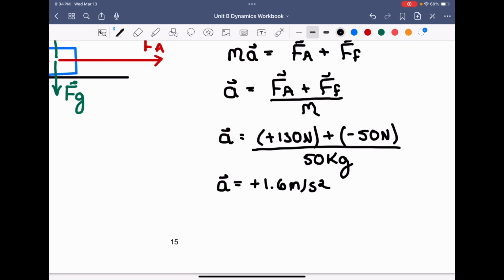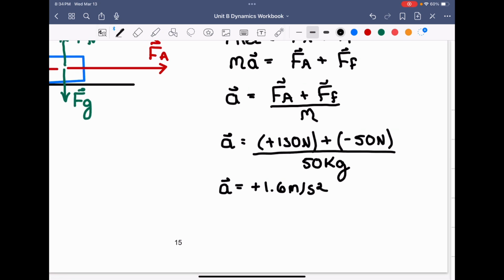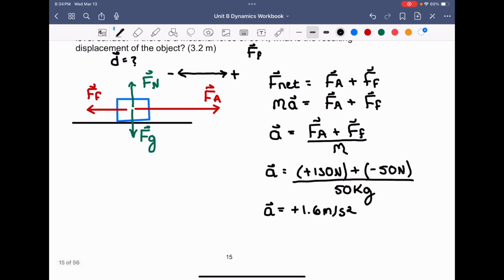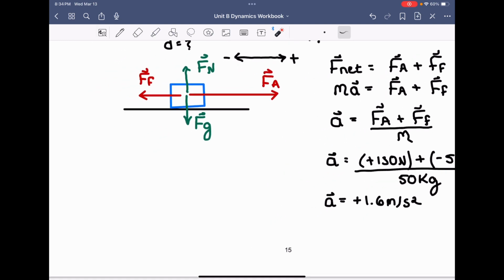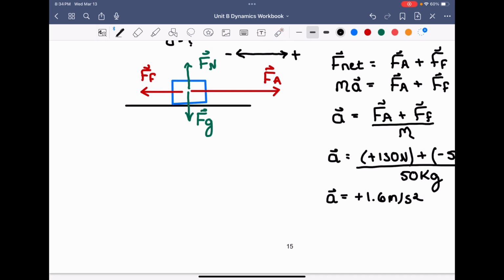Now, why is it positive? Because if we look back to our FNet diagram, or our free body diagram, you clearly see that the FA is greater in magnitude than the FF, and thus the acceleration is going to be in the direction of the FA. Now, the one step we're going to need to do with this, and maybe I'll do it on the same page because we actually have enough room down here on the left here, is I can take this acceleration and now pass it forward, or pass the torch of this over to the kinematic side.